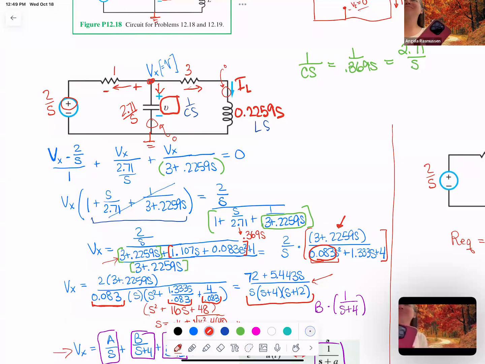So to me, that's close enough to 16. Yeah, let's just do that. If you're dealing with a decimal, it's going to make it a little bit harder.